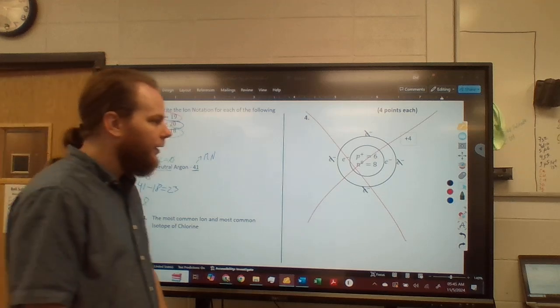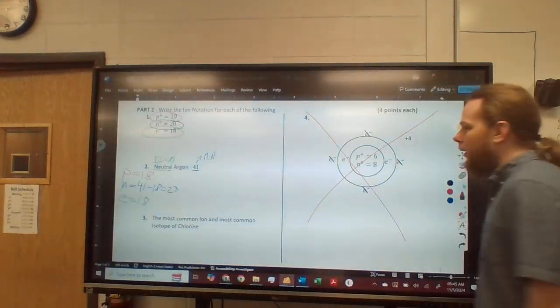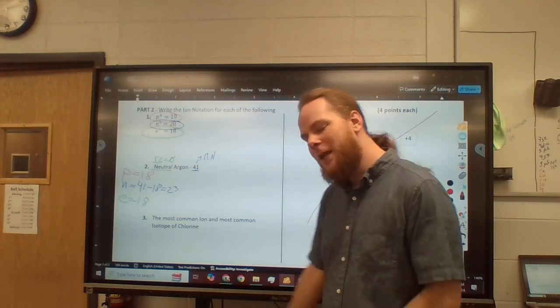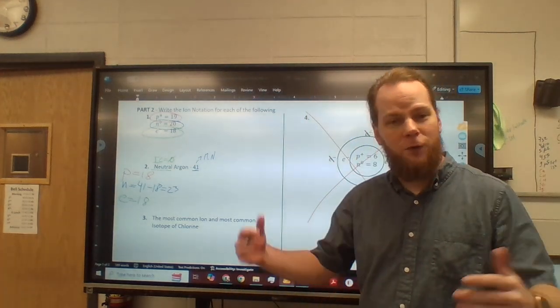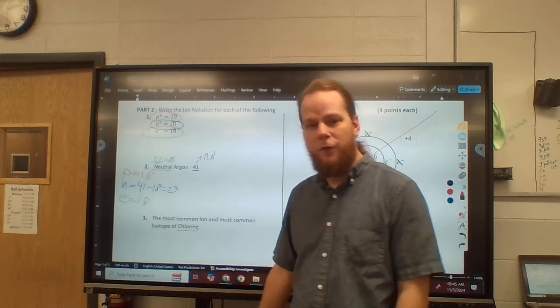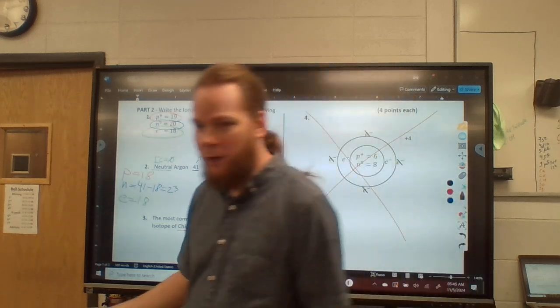Now, for number 3, I'm making you do a little bit more work. Figuring out the protons is exactly the same. I gave you the element name, so this is chlorine, so P is 17.